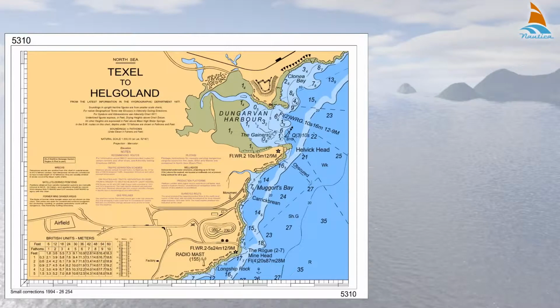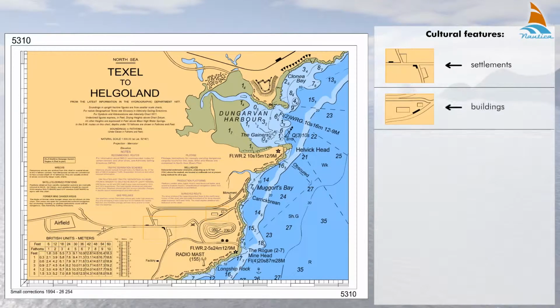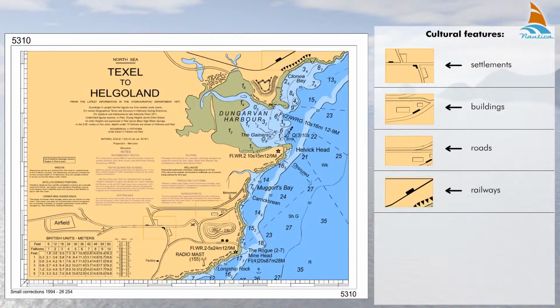On the nautical chart, you'll also see cultural features including settlements, buildings, roads, railways, airfields, and other cultural features.